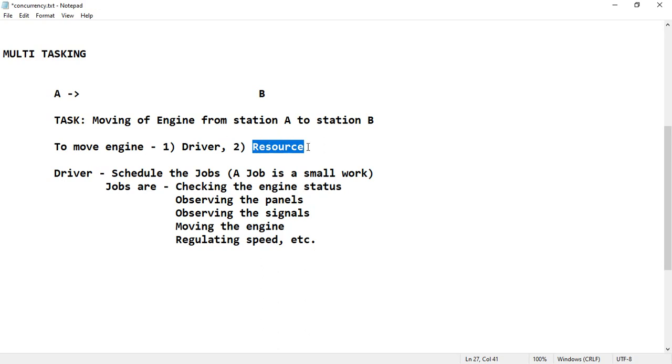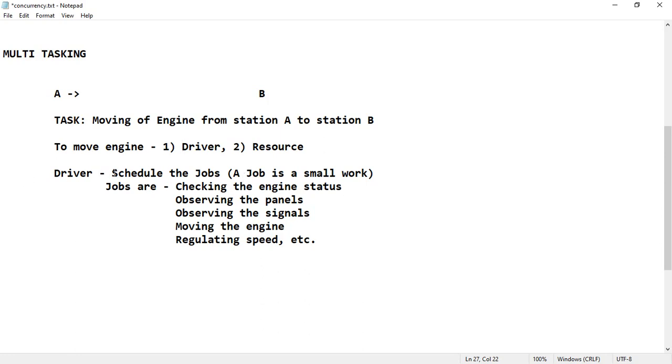Either it may be coal, diesel, or electrical power supply. So how much resource is important? In the same way, the driver is also important. Obviously, nowadays we have driver based engines. If it is driverless engines, then the concept may be different, but assume that driver based engines are there. So this driver will go for scheduling the jobs.